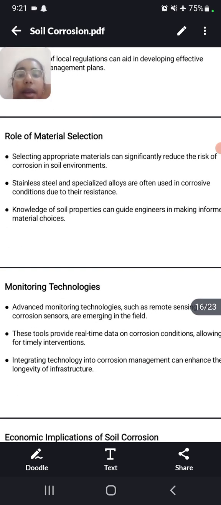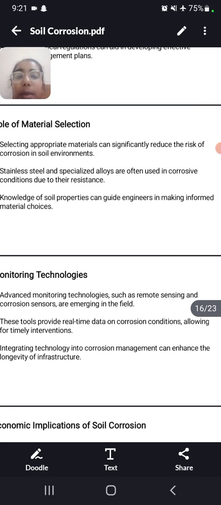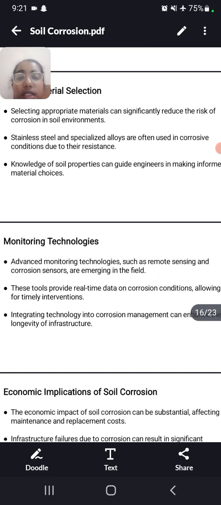Selecting appropriate materials can significantly reduce the risk of corrosion in soil environments. Stainless steel and specialized alloys are often used in corrosive conditions due to their resistance. Knowledge of soil properties can guide engineers in making informed material choices.